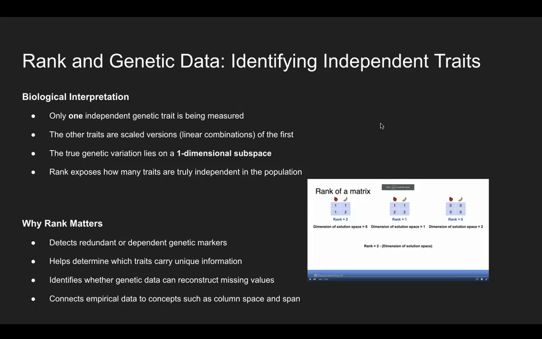Why rank matters. It detects redundant or dependent genetic markers, helps determine which traits carry unique information, identifies whether genetic data can reconstruct missing values, and connects empirical data to concepts such as column space and span.